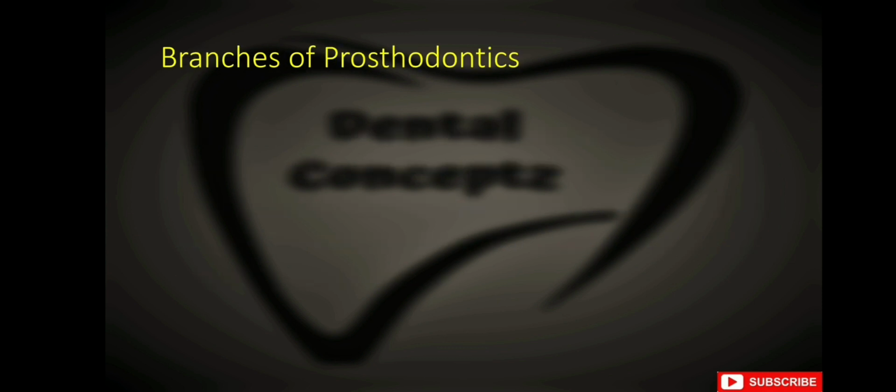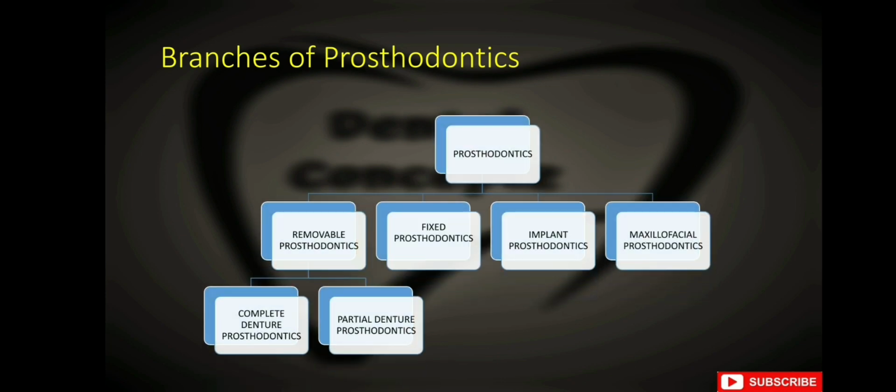What are the branches of prosthodontics? Prosthodontics can be divided into 4 branches: removable prosthodontics, fixed prosthodontics, implant prosthodontics and maxillofacial prosthodontics. Removable prosthodontics can be further divided into complete denture prosthodontics and partial denture prosthodontics.